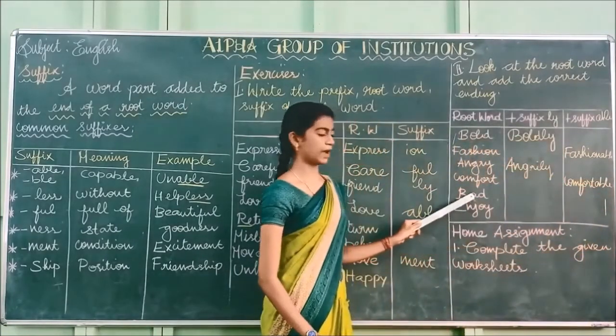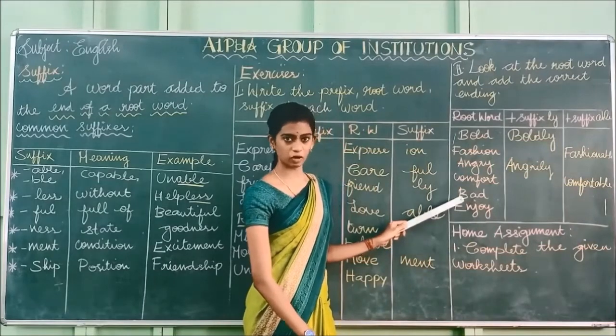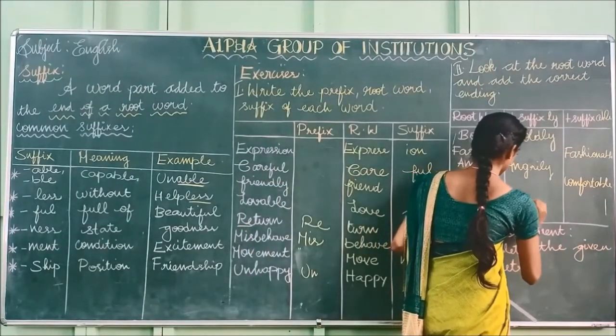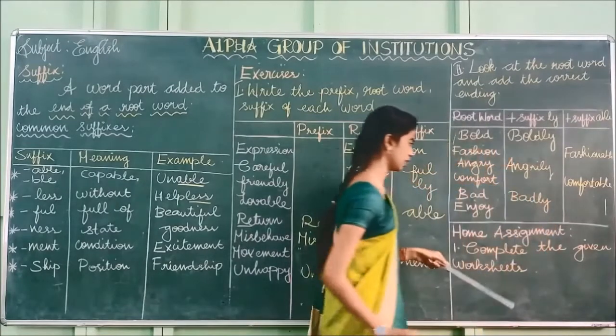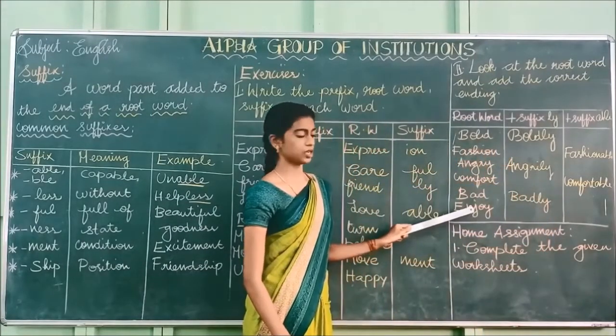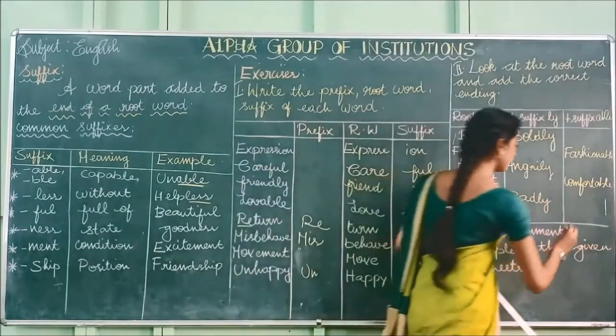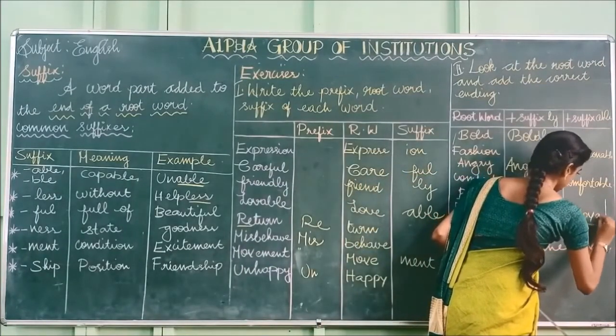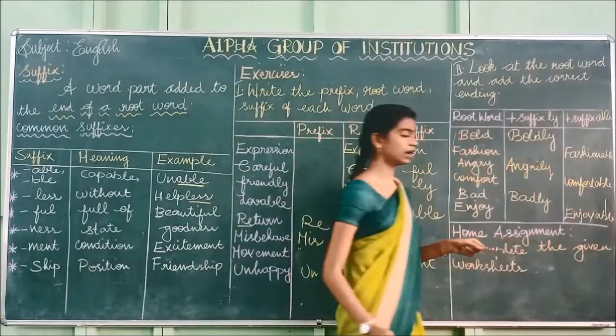And next one is bad. So the suffix for this root word bad is badly. B-A-D-L-Y. Badly. And the last one, enjoy. And what is the suffix we have to add? A-B-L-E. Okay, enjoyable. Enjoyable. Okay, have you understood how to do this?